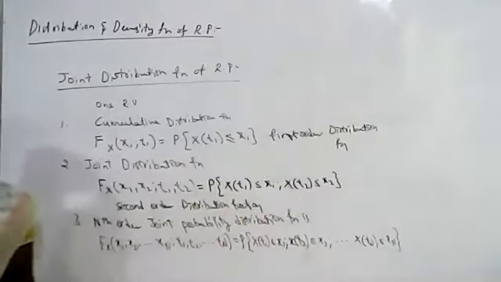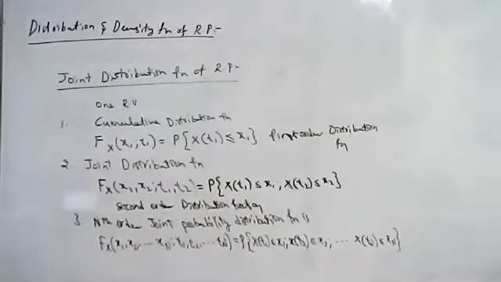So this we have discussed in the last class. If it is involving only one random variable, we call it the first order distribution function. If you have two random variables, then we call it the second order joint distribution function. Similarly, if you have n random variables, then it is called the nth order joint probability distribution function. So this is about distribution function.